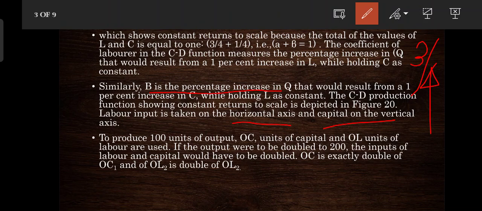If the output is to be doubled, that is from 100 to 200, the inputs, that is labor and capital, will have to be doubled. That is, OC2 is exactly the double of OC1 and OL2 is the double of OL1. Okay, that is, we can see this in the next figure.